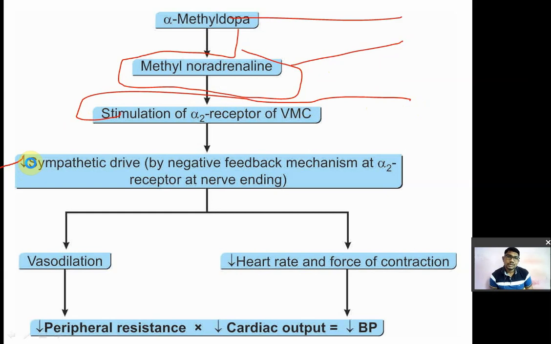This decreases the sympathetic drive, or the sympathetic outflow, because of the negative feedback mechanism. Alpha 2 regulates the release of noradrenaline by a negative feedback mechanism at the nerve ending. Now if there is a decrease in the sympathetic outflow, or a decrease in noradrenaline, what will happen? It will prevent vasoconstriction. That means it will cause vasodilation, which will decrease the peripheral resistance. On the other hand, it will decrease the heart rate and force of contraction.